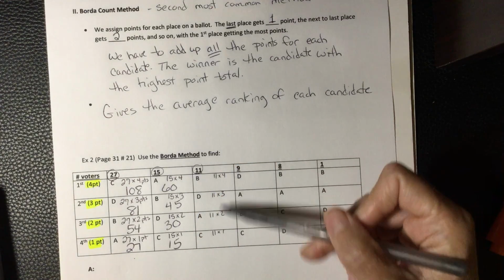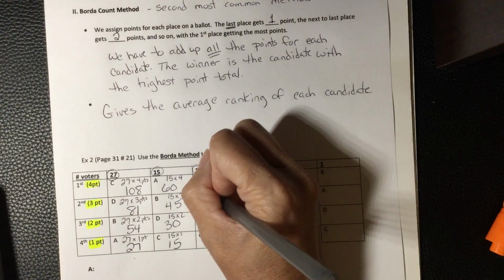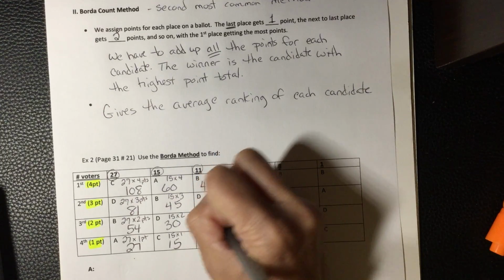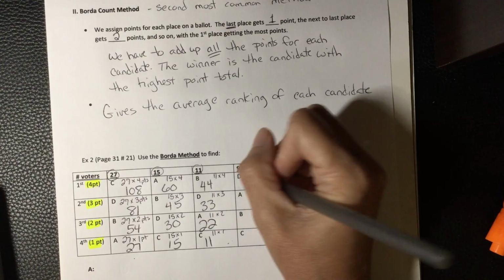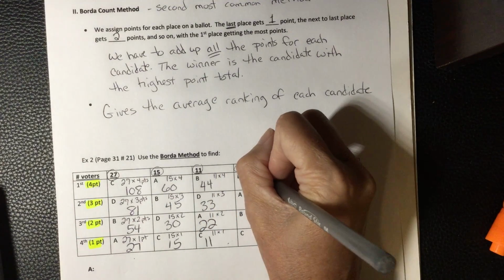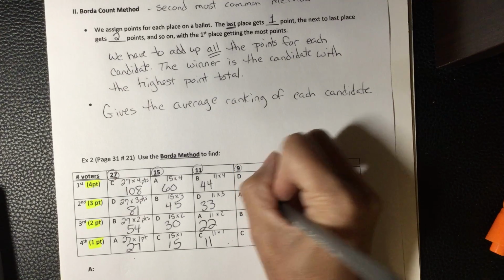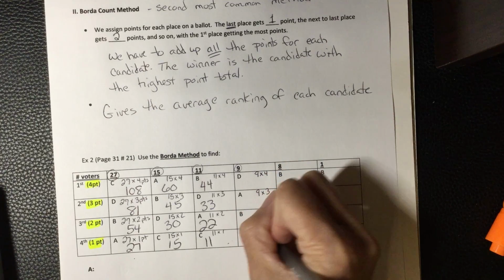I like to write this out before I do my calculations because it keeps all my numbers in the right place. So 44, 33, 22, and 11. All right, we're moving to 9 points. So 9 times 4 for first place. Then we're going to go 9 times 3, 9 times 2, 9 times 1.